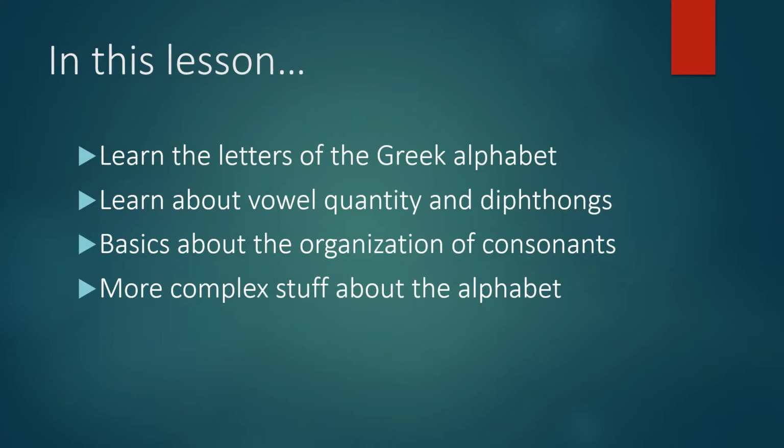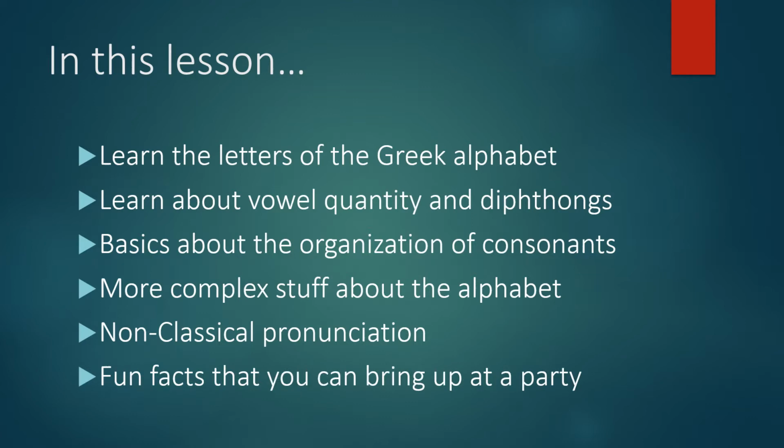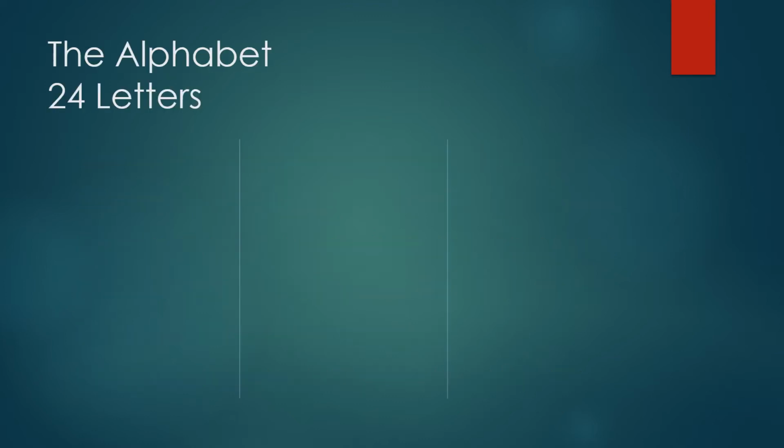You'll learn even more complex stuff about the alphabet. You will also learn non-classical pronunciation, like what you would find in a Greek church. Lastly, plenty of fun facts you can bring up at a party. So the standard ancient Greek alphabet has 24 letters, and, well, Homer's Iliad and Homer's Odyssey have 24 books, each one gets a letter.